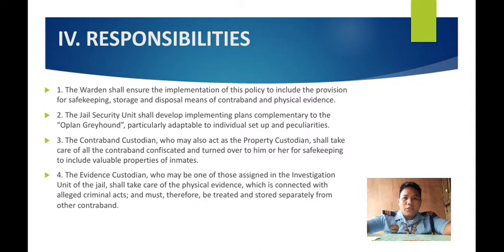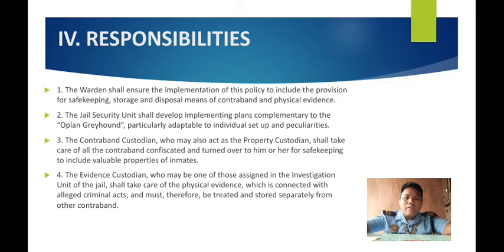Second, the jail security unit shall develop an implementing plan complementary to the overall plan, particularly adaptable to individual setup and peculiarities. 3, the contraband custodian, who may also act as the property custodian, shall take care of all the contraband confiscated and turned over to him or her for safekeeping, to include valuable properties of inmates.